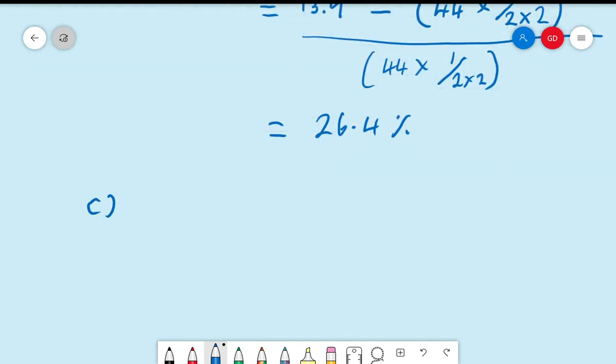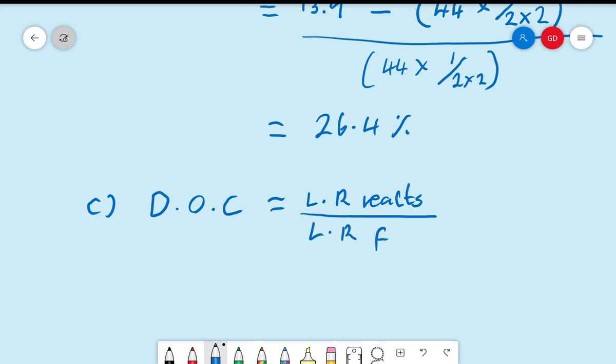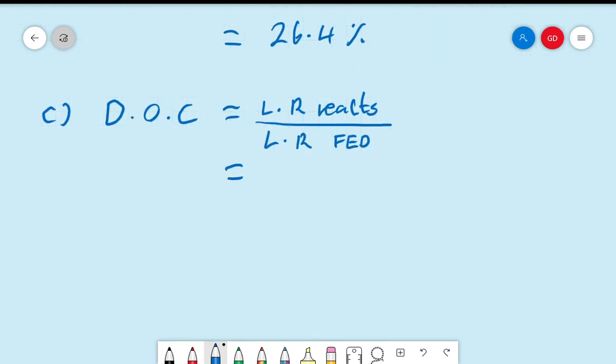So degree of completion, DOC, is the limiting reactant that reacts over the limiting reactant that is fed. The limiting reactant that reacts is HCl. So it is the ratio of the limiting reactant that reacts, which is HCl, and the HCl that is actually fed. So that's what you do.